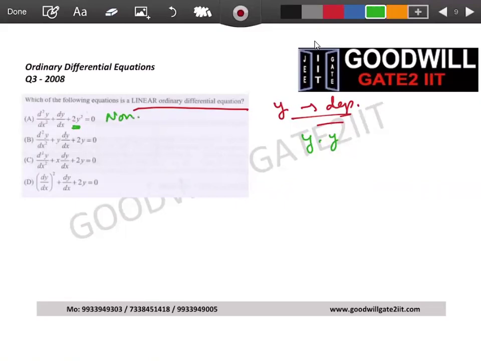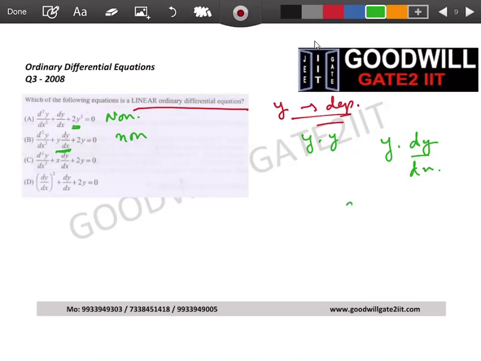Now come to the next one. In option B, we have d square y by dx square plus y dy by dx plus 2y. So here, yes, your answer is correct, Dev. So here we have y dy by dx. So this is also a non-linear differential equation because the dependent variable is in multiplication with its derivative, right? Come to see d square y by dx square plus x dy by dx plus 2y.